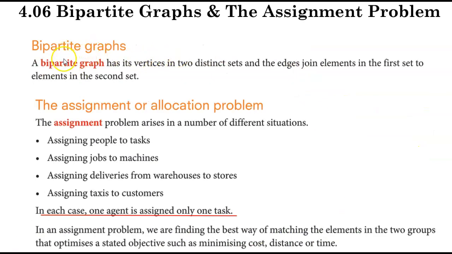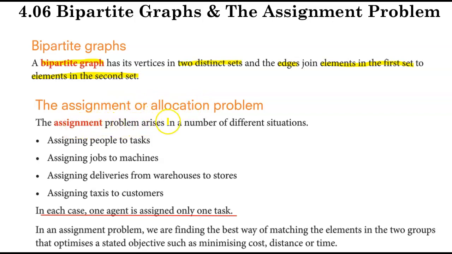Now, if you still remember what you have learned under bipartite, what is bipartite? A bipartite graph always has 2 features. First, it has 2 clear groups, 2 distinct groups, and the edge or the connection only joins the elements in the first set with the elements in the second set, not within the same set itself, right? And now we are going for the assignment or allocation problem.